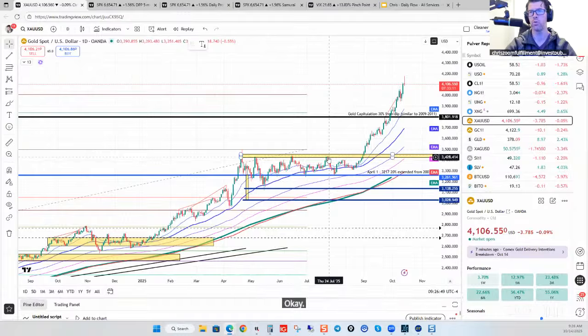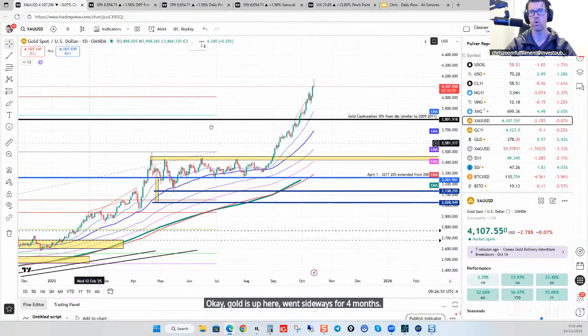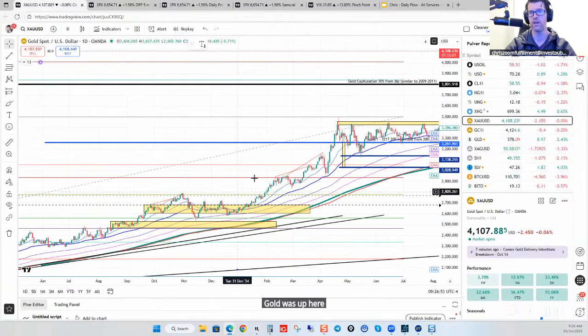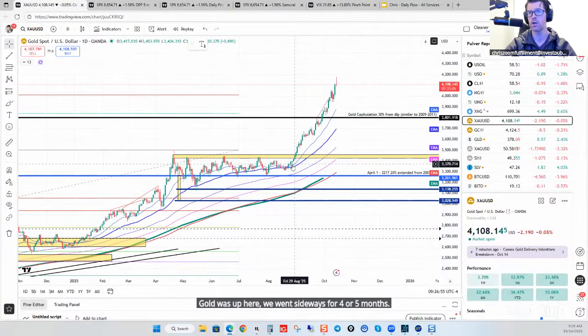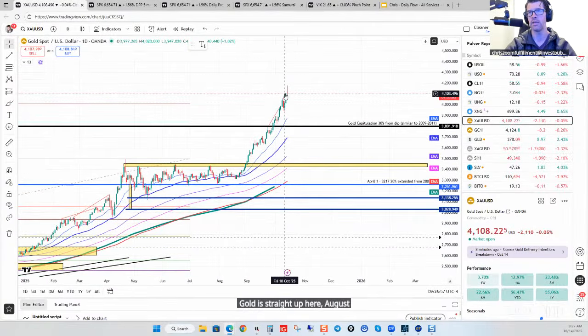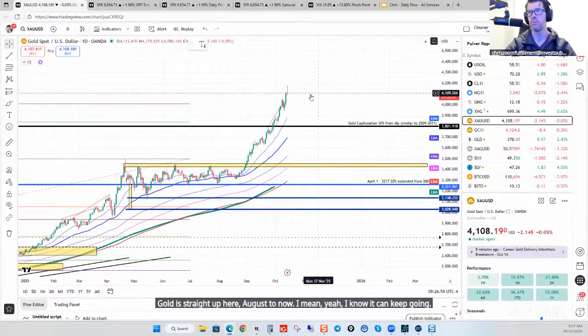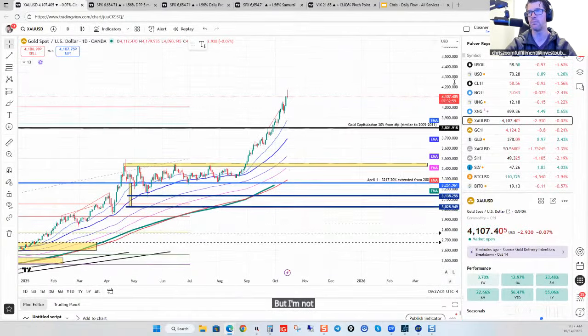Okay, gold is up here. We went sideways for 4 months. Gold was up here. We went sideways for 4 or 5 months. Gold is straight up here, August to now. I mean, yeah, I know it can keep going, but I'm not buying all-time highs.